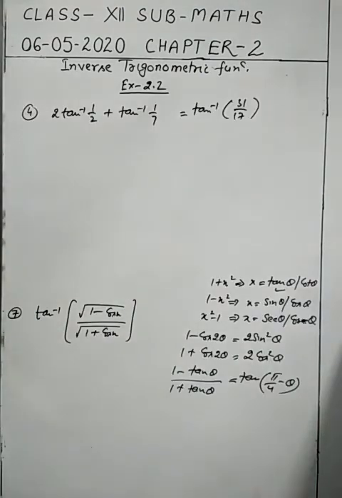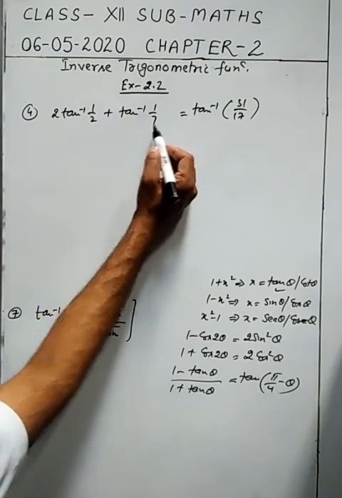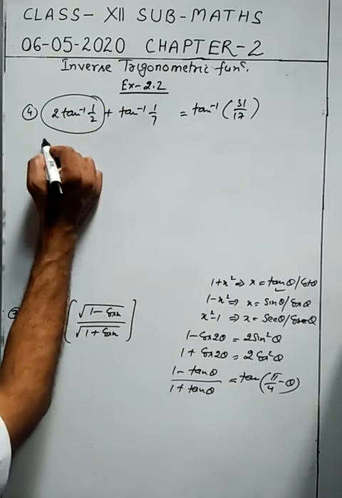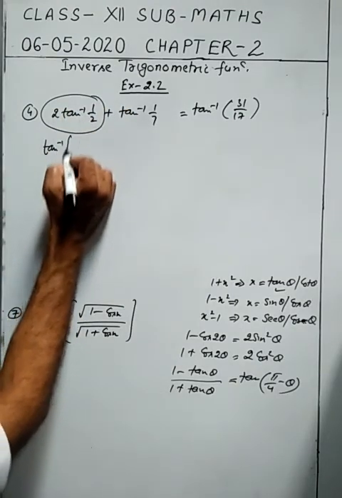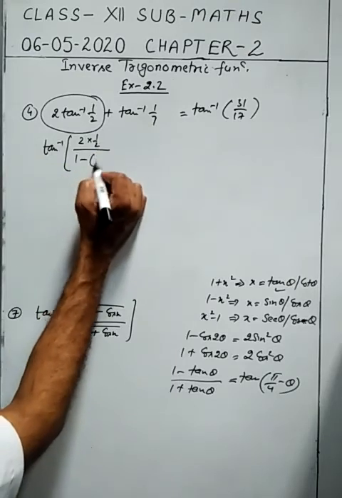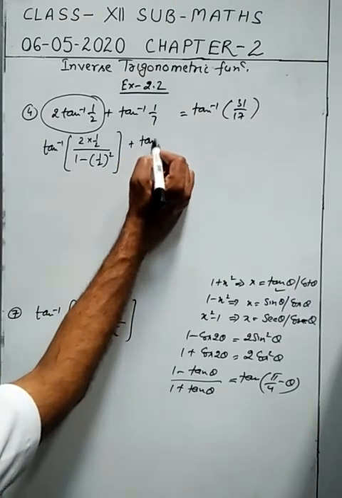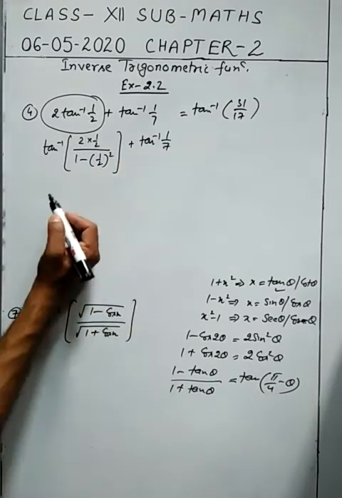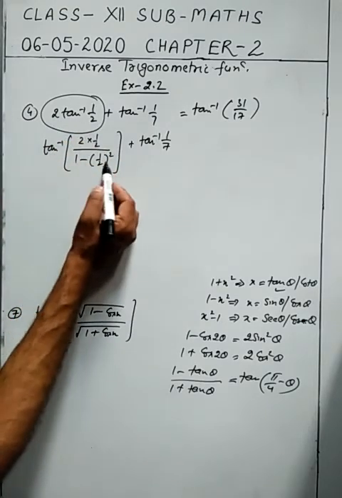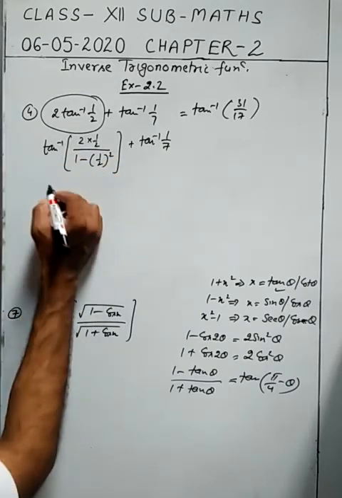Now in question number 4, 2 tan inverse half plus tan inverse 1 by 7, we have to prove this. Here we are applying the identity 2 tan inverse x equals tan inverse of 2x upon 1 minus x square. This remains the same, tan inverse 1 by 7. Yesterday we discussed the identity.